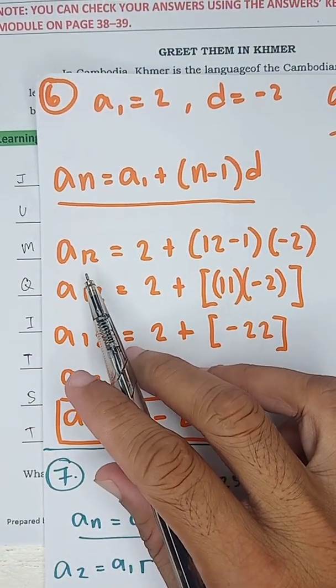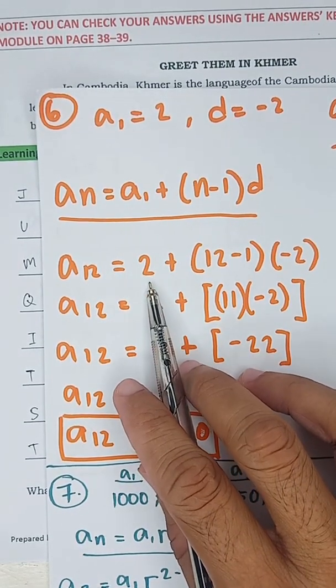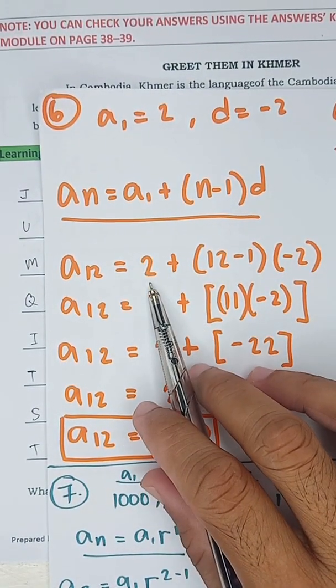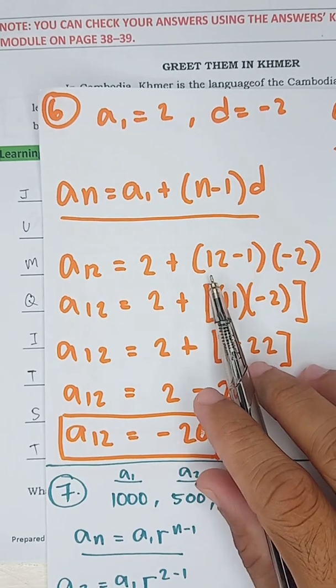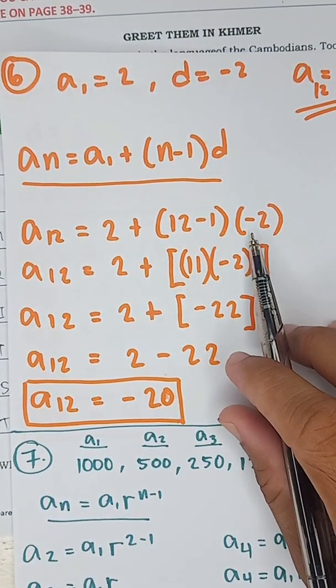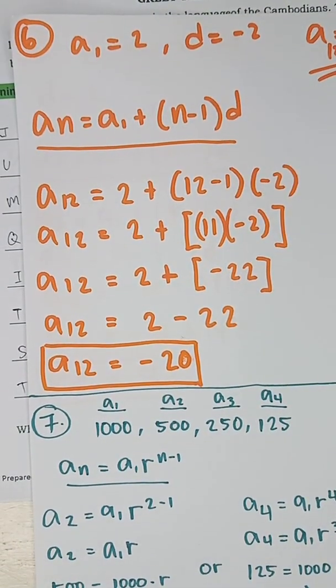So a sub 12, since yun yung hinahanap, is equal to 2. Why 2? Since that is a sub 1. Yun yung a sub 1 natin. So 2 plus, substitute yung 12, yung n is 12 here, minus 1 times negative 2, since the value of d is negative 2. Okay.